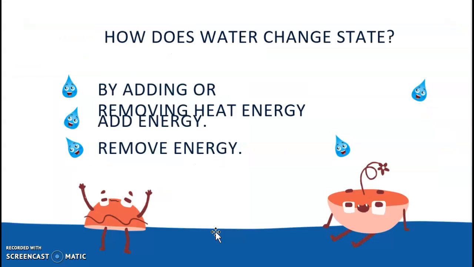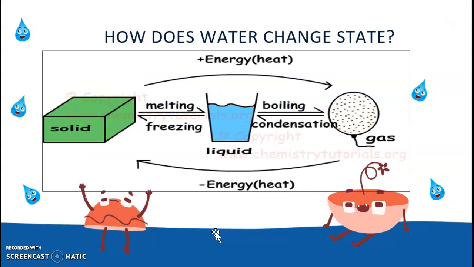So how does water change state? Water changes state depending on the heat energy. When heat is added or when heat energy is removed, then water will change from one state to another. So look at this illustration. For example, we have a solid in here. When heat is added to that solid, this solid will melt. That's a process of melting.